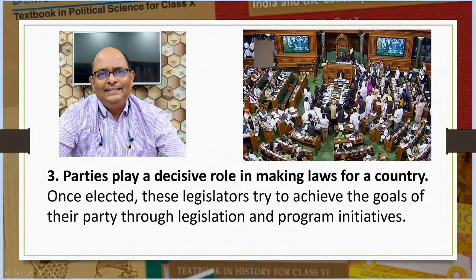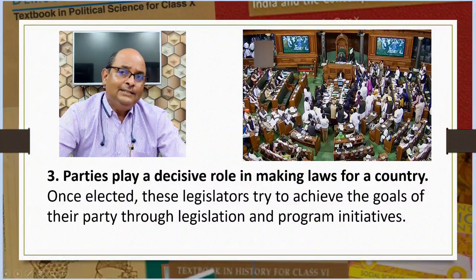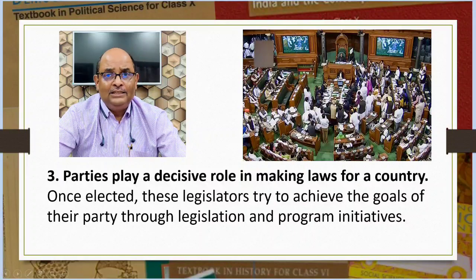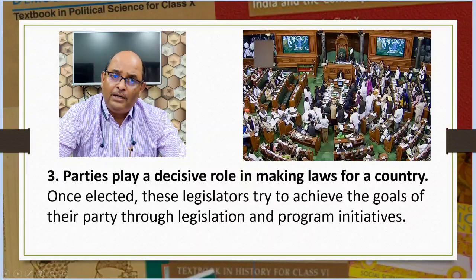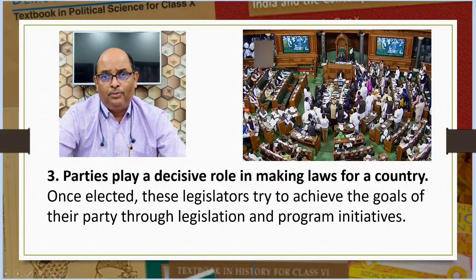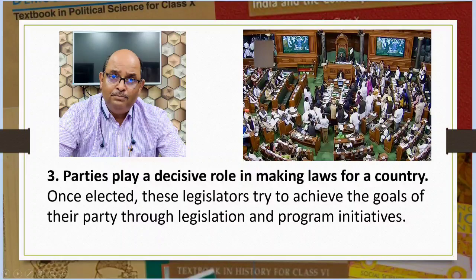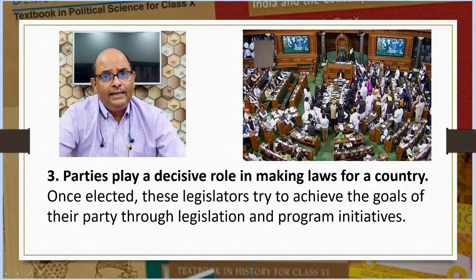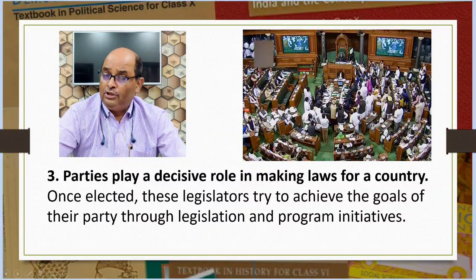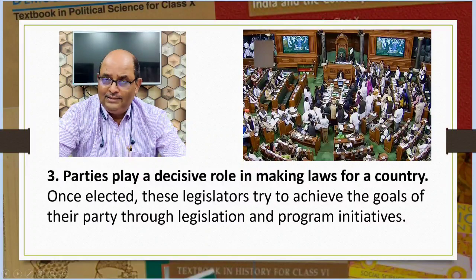Parties play a decisive role in making laws for a country. Once elected, these legislators try to achieve the goals of their party through legislation and program initiatives. Different bills and proposals are floated in the legislatures. Political parties form their views on these bills and accordingly direct their members to vote for or against them. This is how laws are made in the legislatures.